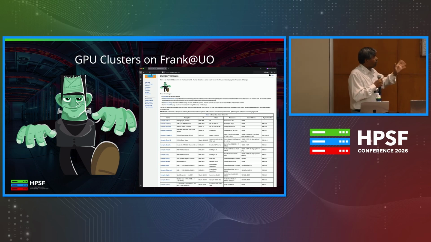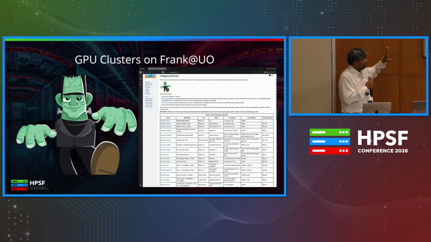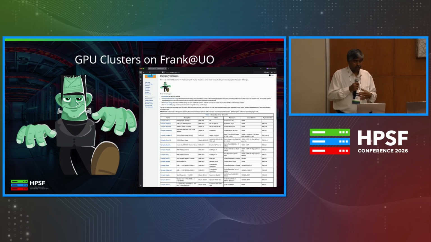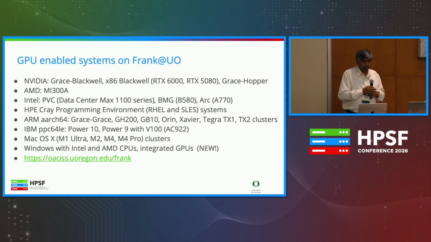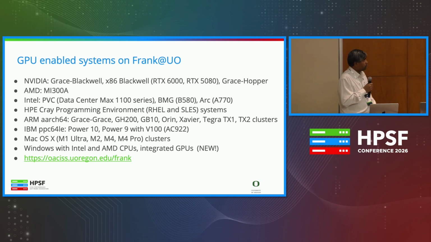So the one particular GPU cluster that I want to describe today is the Frankenstein, or Frank, cluster at the University of Oregon. And we have a number of different servers. I think there are like 40+ servers that we are hosting. And these servers are used for the CI workloads. Here are some of the GPU-enabled systems.